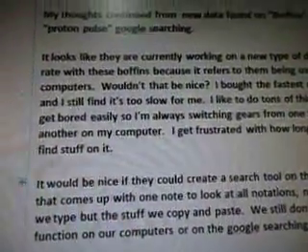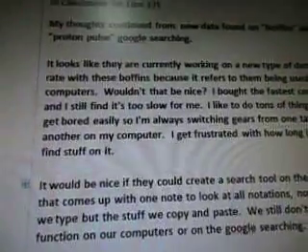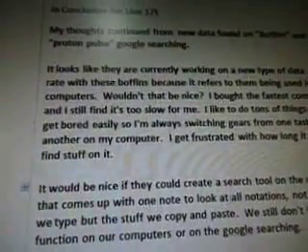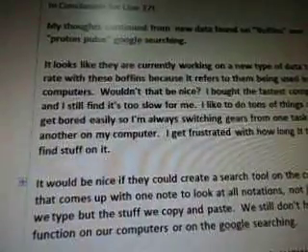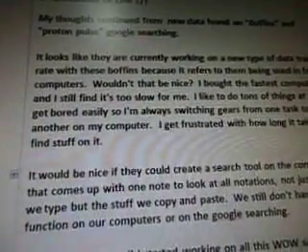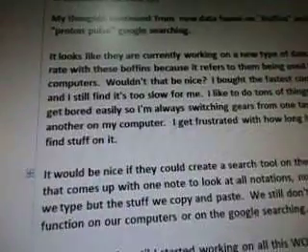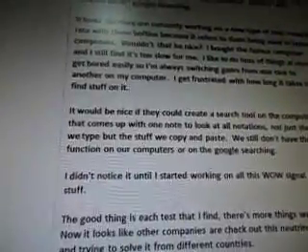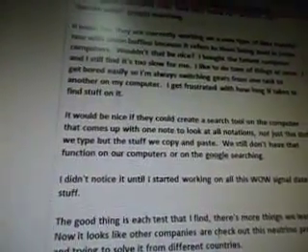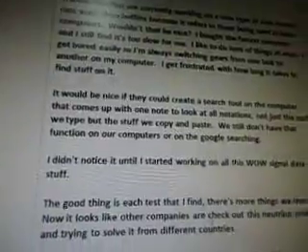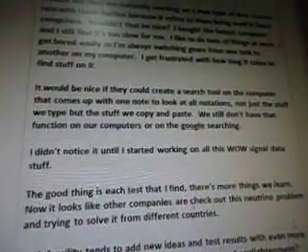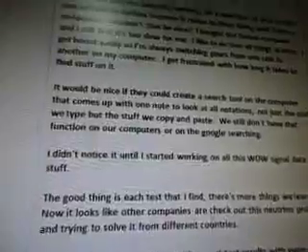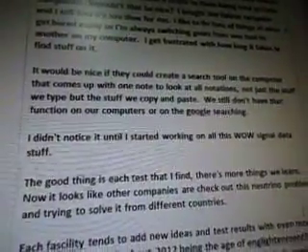Wouldn't that be nice? I bought the fastest computer and I still find it's too slow for me. I like to do tons of things at once. I get bored easily, so I'm always switching gears from one task to another on my computer. I get frustrated with how long it takes to find stuff on it. It would be nice if they could create a search tool on the computer that comes up with one note to look at all notations, not just the stuff we type, but the stuff we copy and paste. We still don't have that function on our computers or on the Google searching. I didn't notice it until I started working on this wow signal data stuff. The good thing is each test that I find, there's more things we learn.